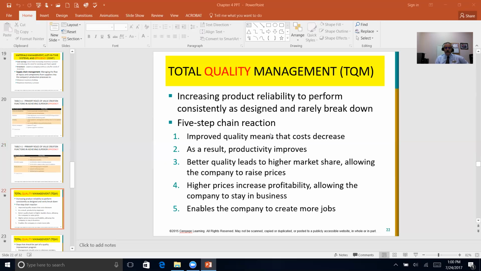And as productivity improves, better quality leads to higher market share, because your product is viewed in the eyes of its consumers as being of high quality. And if it's of high quality, their impression of the value, typically they're willing to pay a higher price for that. As a result, the company is in the position to charge higher prices, which allows that company to stay in business. And if it can stay in business, then it leads to increased jobs.